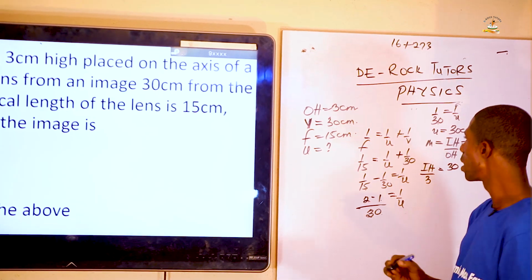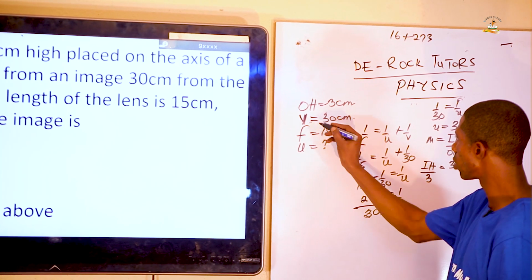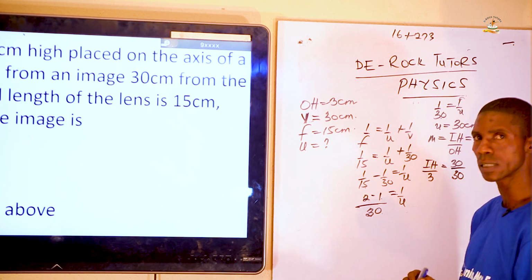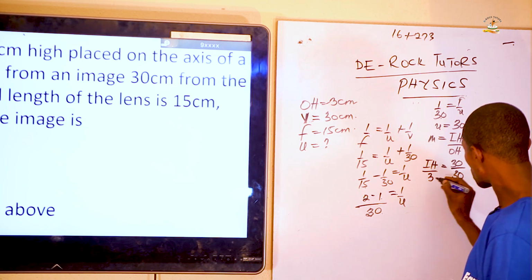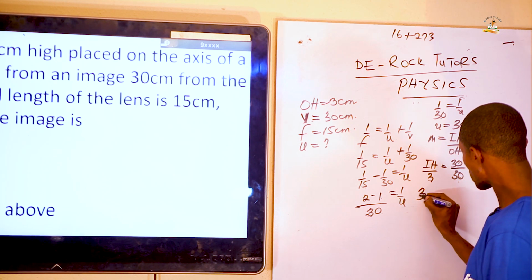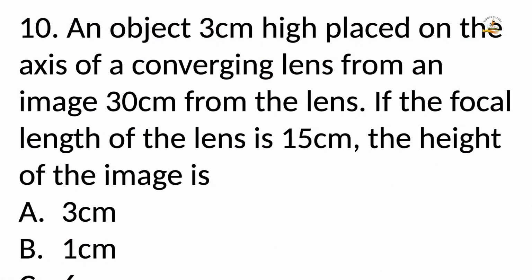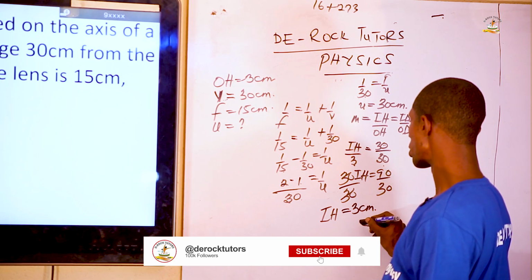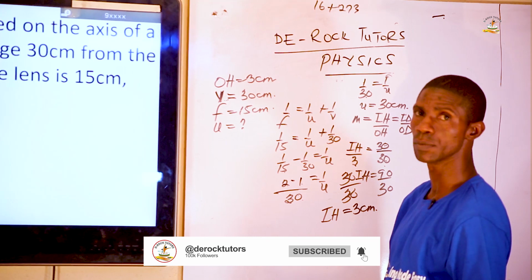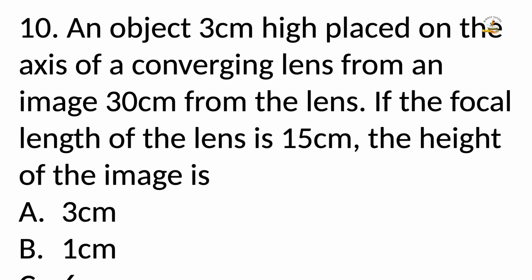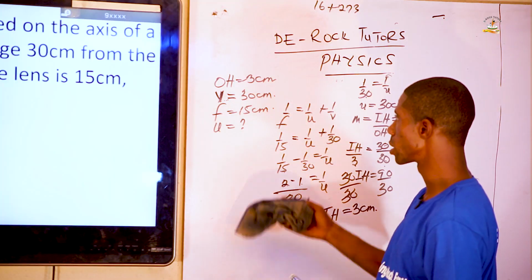Then the image distance, where we have it given here, V, 30 centimeter. And from the question, we're given the object distance, which is also what? 30 centimeter. So if I cross multiply, this is now going to give me 90, and this one will give me 30 of my image distance equals 90. So dividing 90 now by 30, it will give me 3 centimeter. So the image height will be 3 centimeter, which is option A there. So shall we now go to the next question?